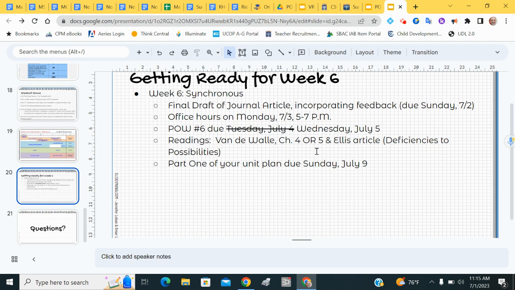Looking ahead past Thursday's class, remember we're going to be focusing a lot on the unit plan, and part one will be due Sunday, July 9th, and we will have more time to work on it in class together on Thursday. All right, so that's our plan.